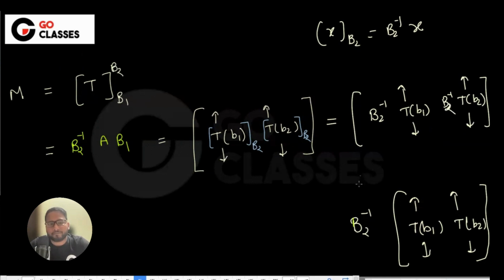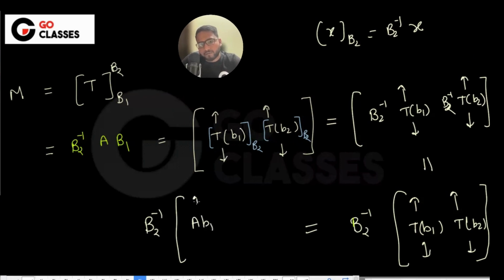Is this okay? See, this vector is just a vector, right? Any vector in B2, you can write as B2 inverse x, B2 inverse this particular vector, right? Now you're taking B2 inverse common. So from here to here, is this fine now? Cool. Now from here, you can say this is nothing but B2 inverse AB1. I mean, TB1 is nothing but AB1 and then AB2. Is this okay?